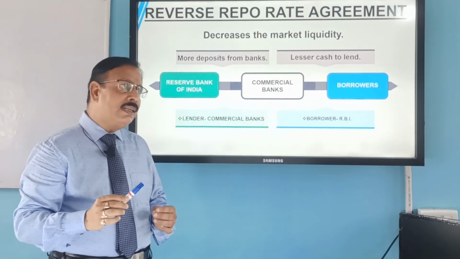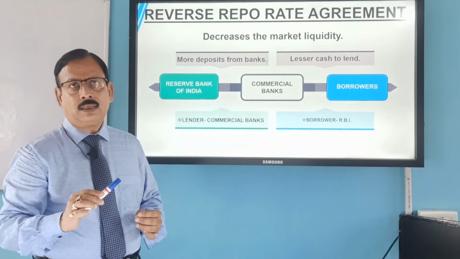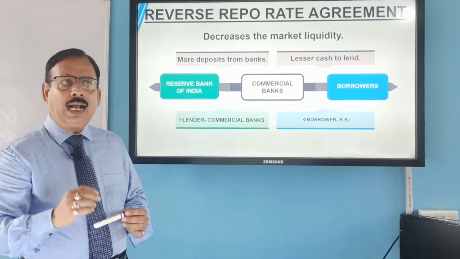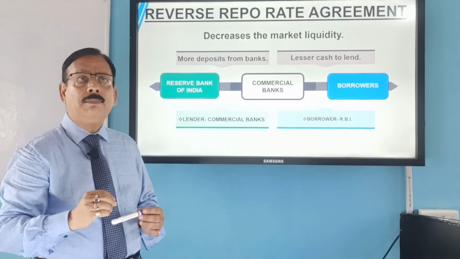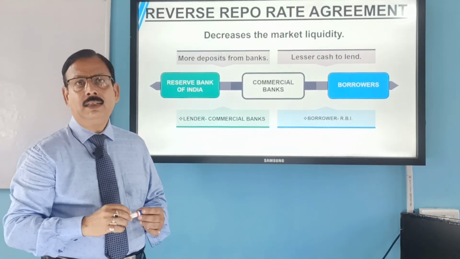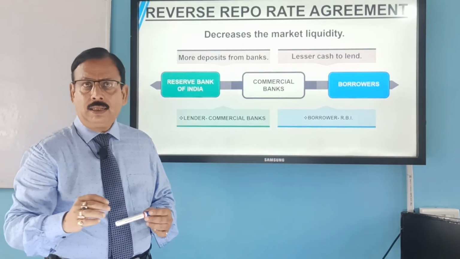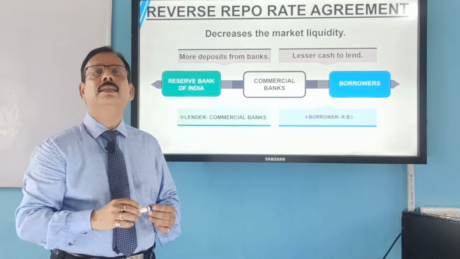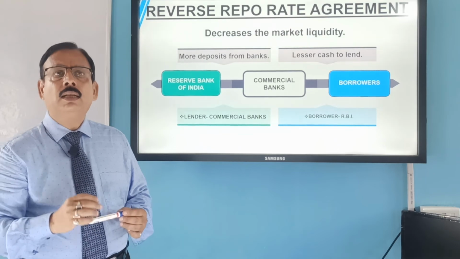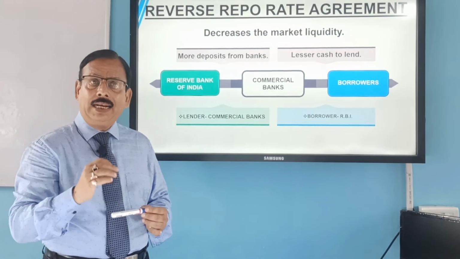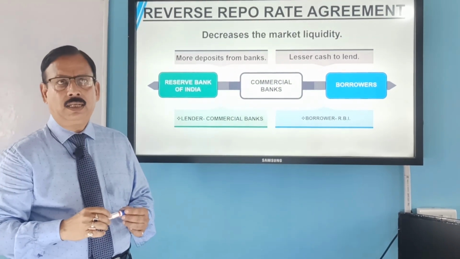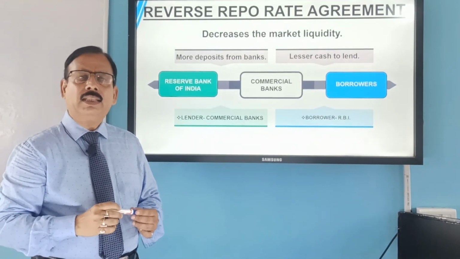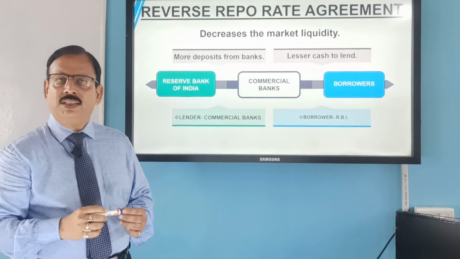So, to understand better the chapter Money and Credit, I had to discuss certain important terms of the banks, that is CRR, that is the cash reserve ratio, SLR, that is the statutory liquidity ratio, repo rate and reverse repo rate. When you will understand all these terms in proper way, then the better understanding of this chapter will be there.